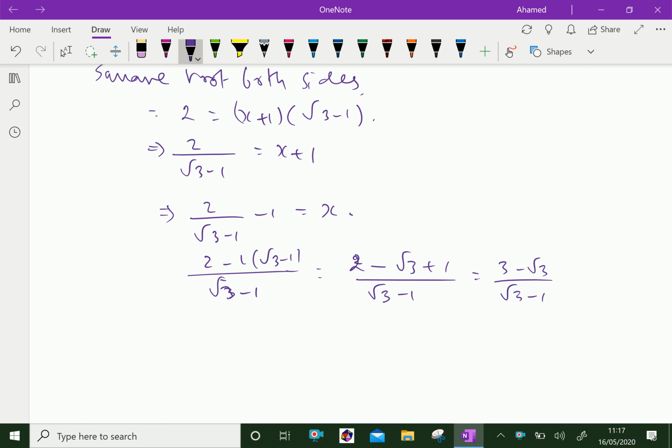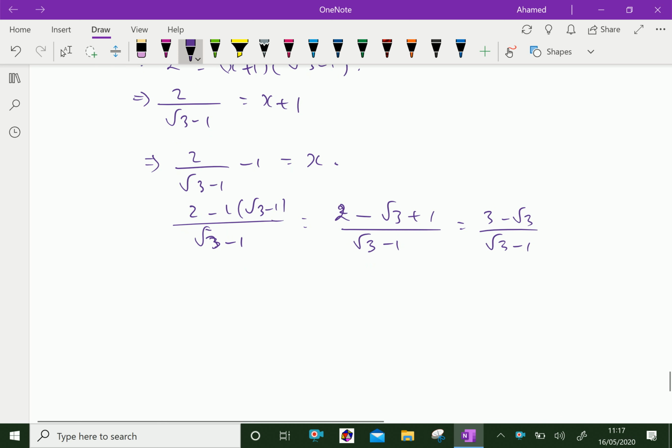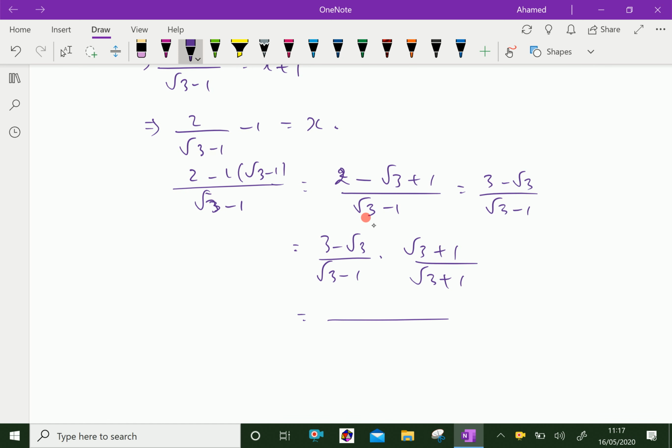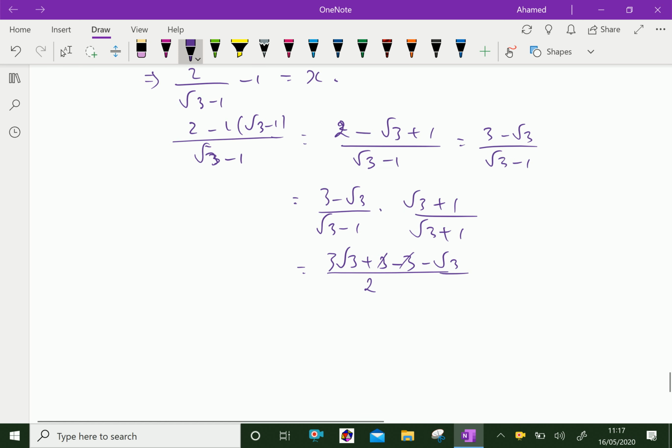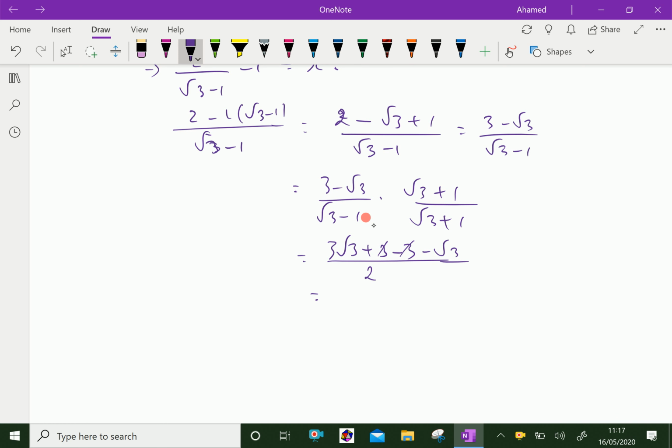Now, let us simplify this by rationalizing, that is 3 minus root 3 over root 3 minus 1 into rationalizing root 3 plus 1 over root 3 plus 1, which is equal to, denominator is 3 minus 1, that is 2, numerator is 3 root 3 plus 3 minus root 3 into root 3 is 3, and minus root 3. Then here, which is 3 root 3 minus root 3 is 2 root 3 over 2, 2 cuts, root 3.